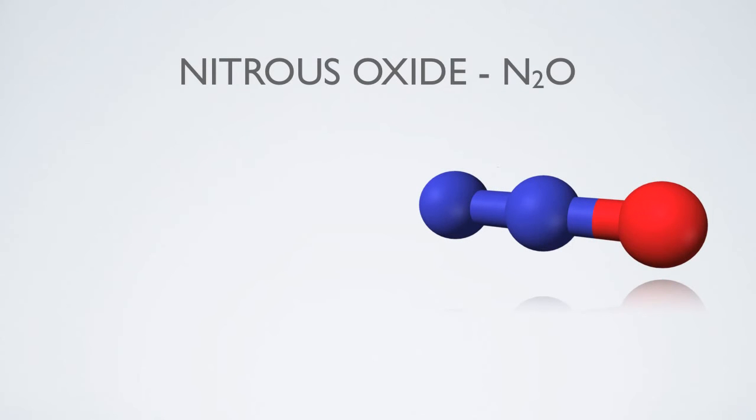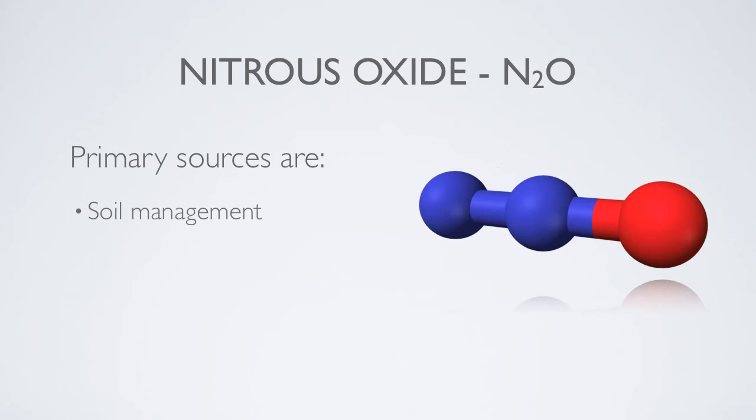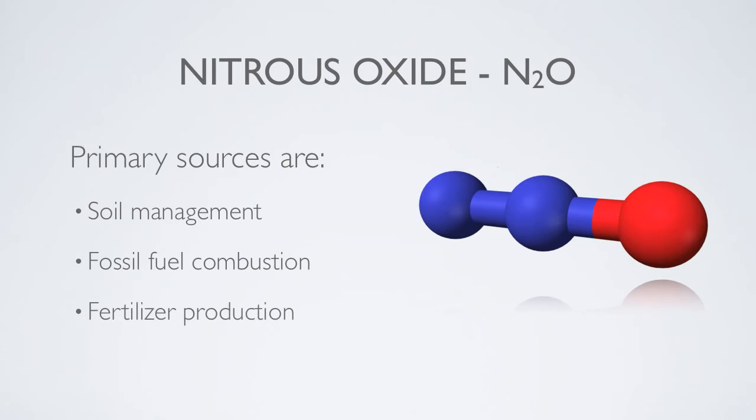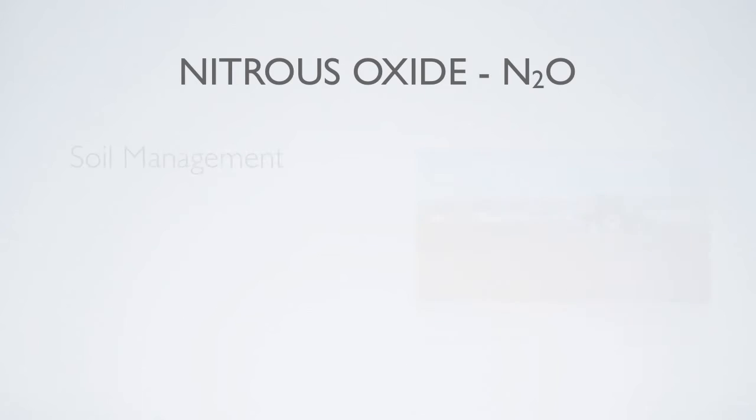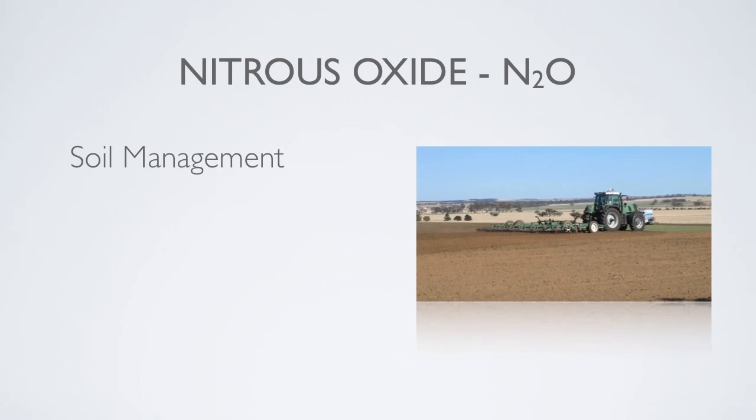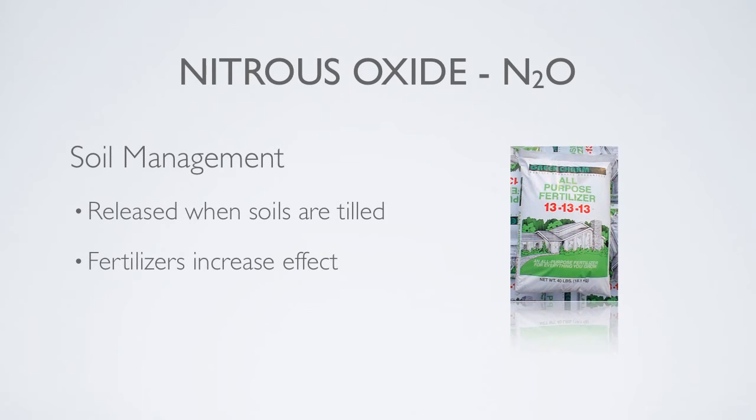Nitrous oxide. The primary sources of nitrous oxide emissions are agricultural soil management, fossil fuel combustion, and the production of fertilizers. Soil management is by far the largest of these sources. Nitrous oxide is released when the soil is tilled, and these natural emissions are increased through the use of fertilizers.